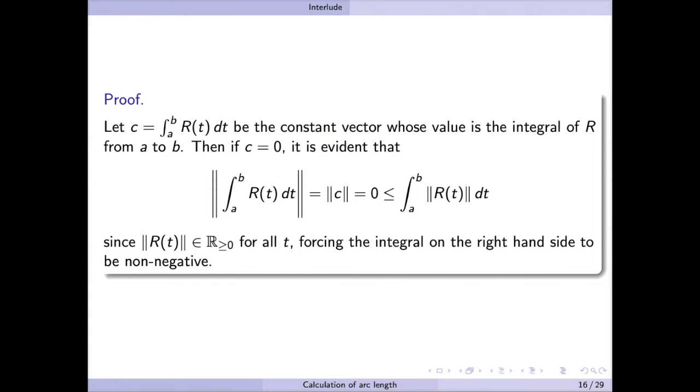For the proof, we set the integral from A to B of R of t dt to be equal to the constant vector C. Now if C equals 0, then it is evident that the norm of the integral from A to B of R of t, which equals the norm of C, equals 0, and this must be less than or equal to the integral from A to B of the norm of R of t, because the norm of R of t is a non-negative quantity, and the integral of a non-negative quantity is always non-negative by the monotonicity property of the integral.